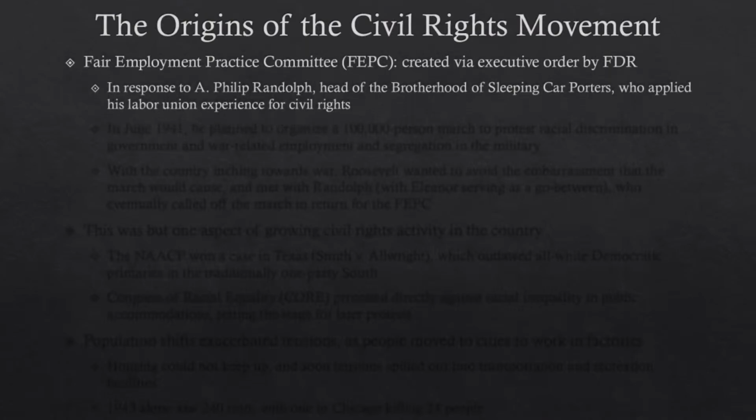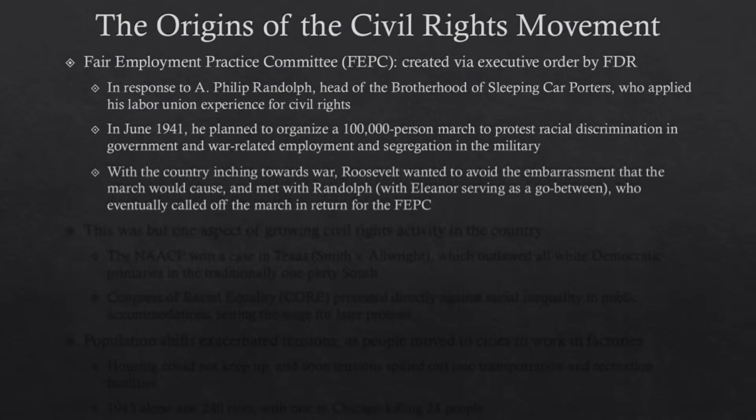So the Fair Employment Practice Committee was created by executive order by FDR, and the context for this is pretty neat. A. Philip Randolph, who was in charge of the Brotherhood of Sleeping Car Porters, applied these labor union ideas to civil rights. Basically, he was going to organize a 100,000 person march on D.C. to protest racial discrimination in the government and these various industries and the military. And this was right before America actually got into the war, so Roosevelt didn't want this march to embarrass the government.